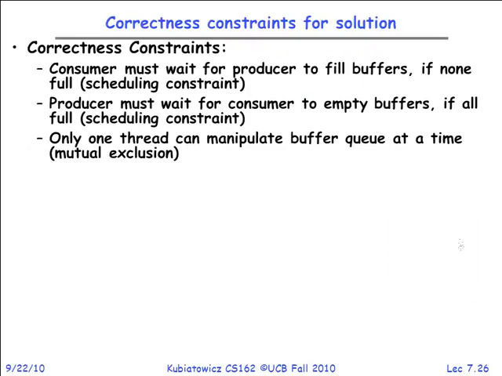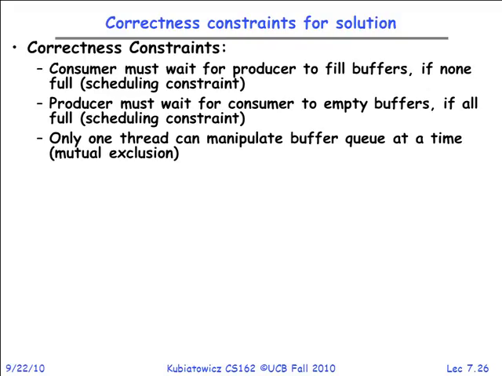So the correctness constraints here are: the consumer must wait for the producer to fill buffers. Okay, right? Because the consumer can't get a can of Coke unless there is some there. The producer must wait for the consumer to empty the buffers. If the Coke machine is full and the guy comes around and tries to shove other cans of Coke in, you just get a mess on the floor, right? And basically only one thread can manipulate the machine at once, or you really screw it up.